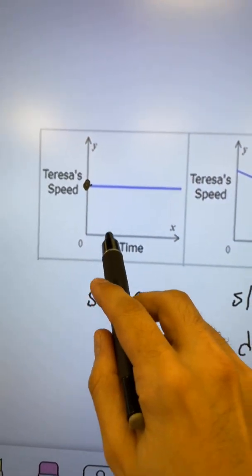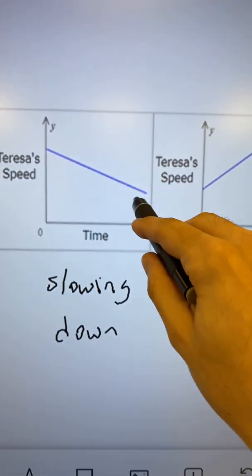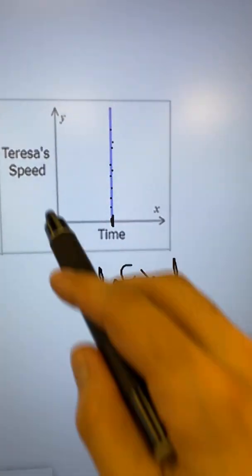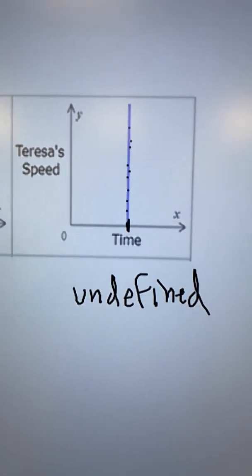So again, this is all the different contexts. So, this is what it looks like. We're talking about speed. That's the same speed. You're slowing down, going faster. And this is undefined because Teresa cannot have more than one speed at the same time. So that one is not possible.